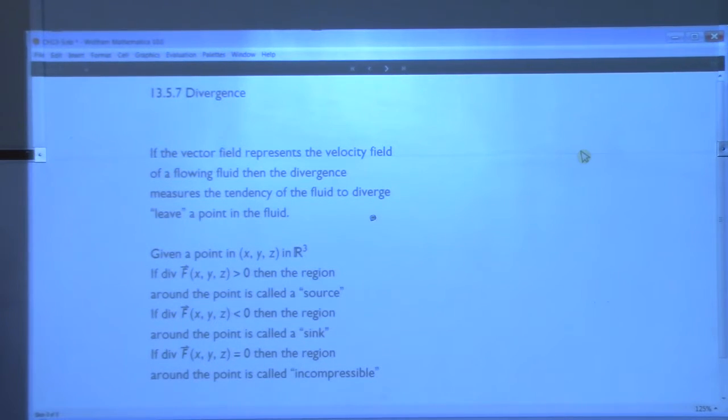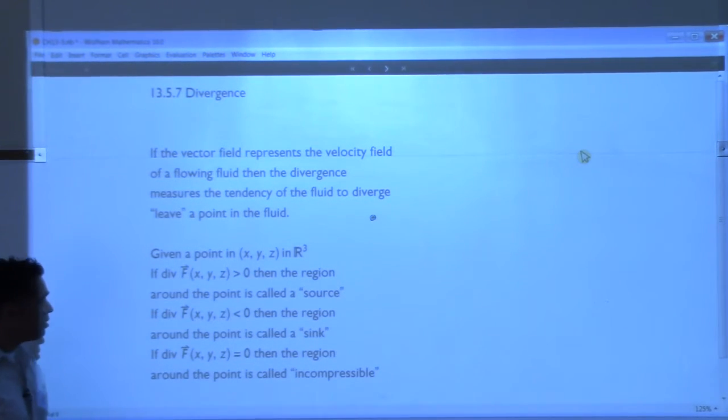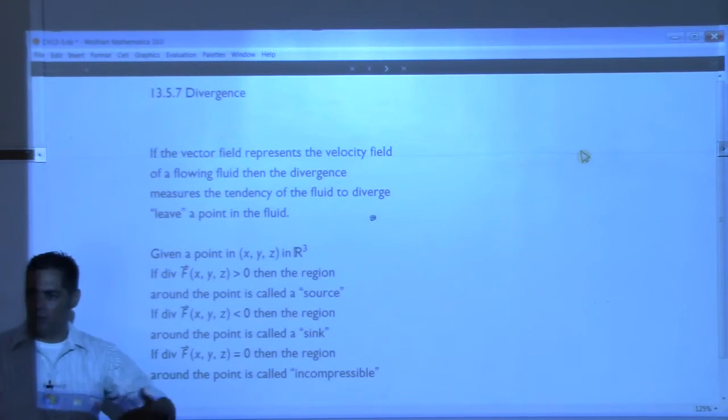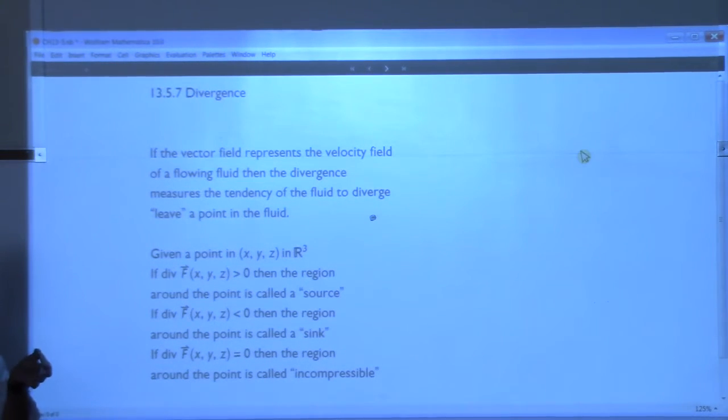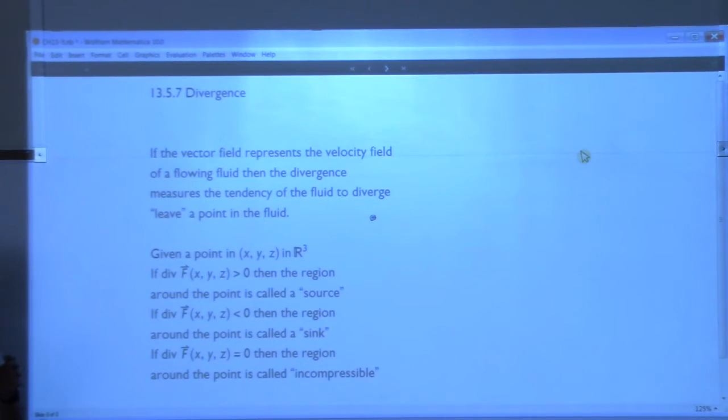If the vector field represents the velocity field of flowing fluid, then divergence measures the tendency of the fluid to diverge or leave a point in the fluid. Given a point in the domain, if the div of F is greater than 0, the region is called a source. So if you get a positive number for your div, then we call that point a source. And I'll show you the animation, maybe it'll help you see why. If the div is calculated to be negative, then the region around that point is called a sink. And if your div is ever 0 at a certain point, then the region around that point is called incompressible.